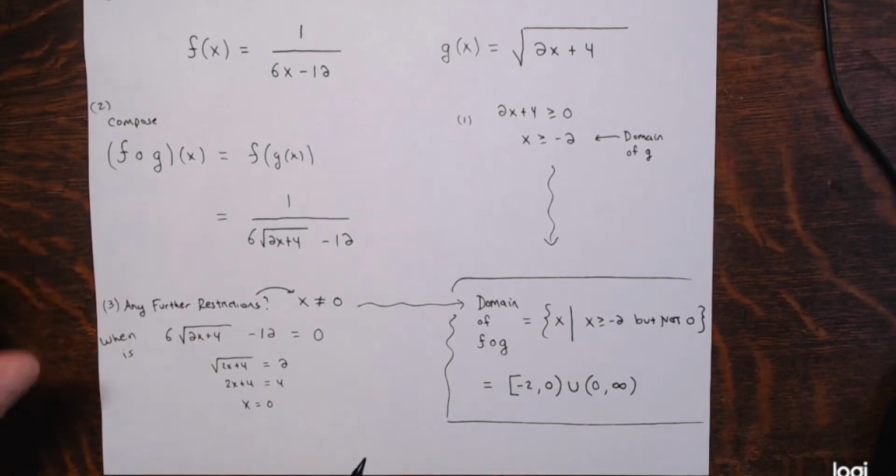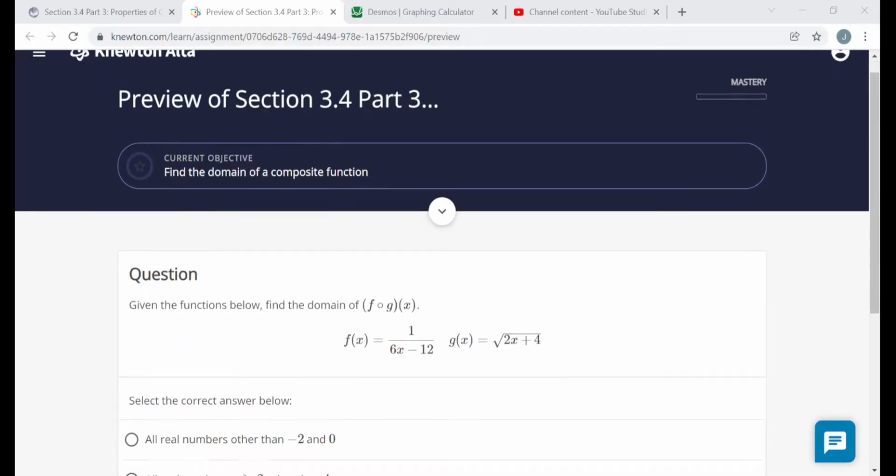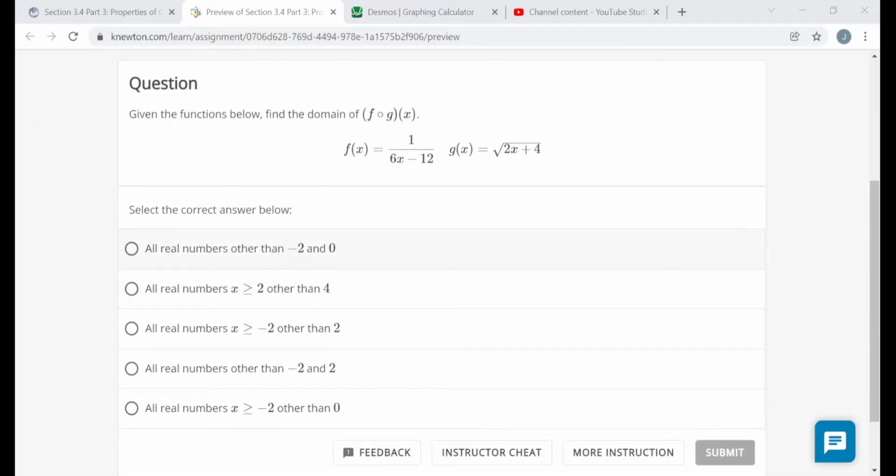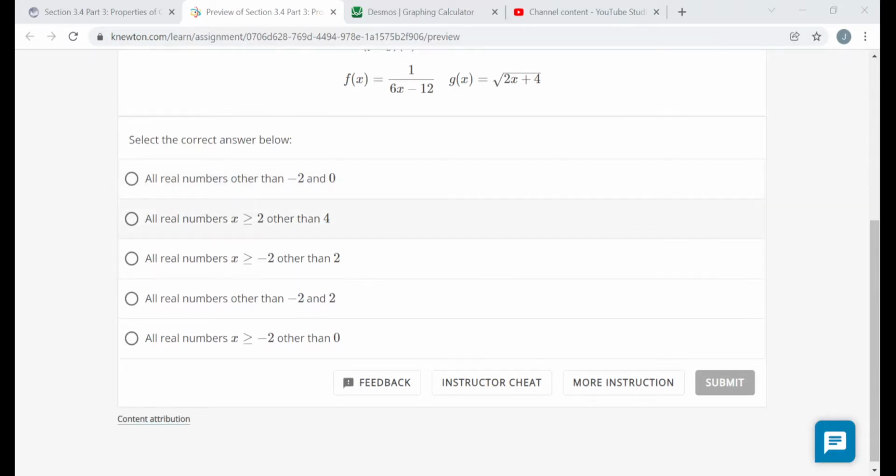All right, and let's see what they had. Now this is a multiple choice one. All real numbers other than -2 and 0? No. You couldn't plug in numbers less than -2. All numbers greater than or equal to 2 other than 4? No. It's this last one here: all real numbers greater than or equal to -2, but not 0, other than 0.